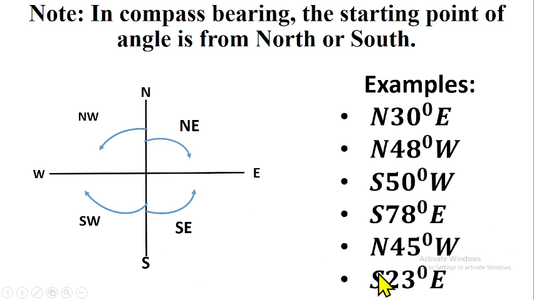Moving from the north to the west is correct. From the south to the east, correct. So these are a few examples of compass bearing. You can see that in compass bearing, all the angles are attached to the origin of the angle and where it ends. North to the east, north to the west, south to the west, south to the east, north to the west, and south to the east.